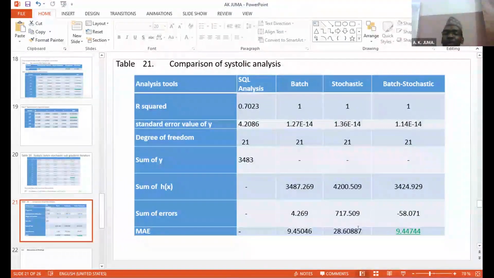Why? Because we are able to divide our data into different batches, so we avoid the out-of-memory issue and also have stability close to batch. So we say batch-stochastic is the best.